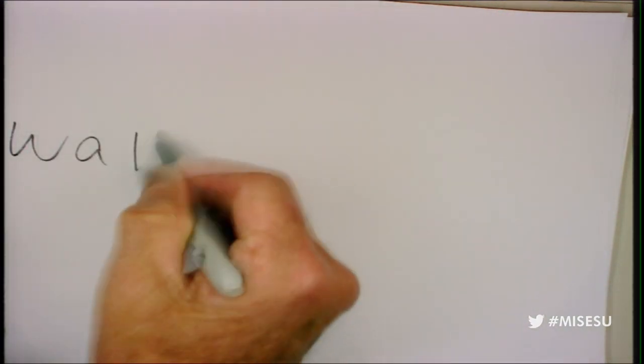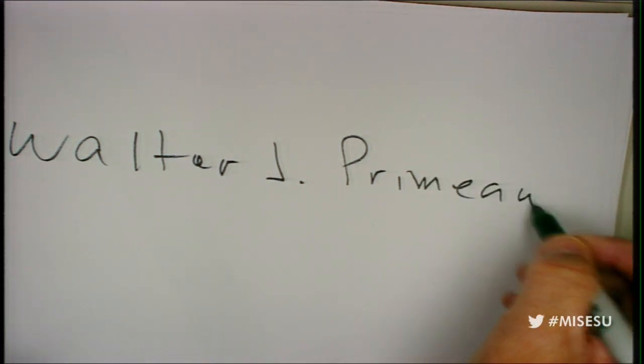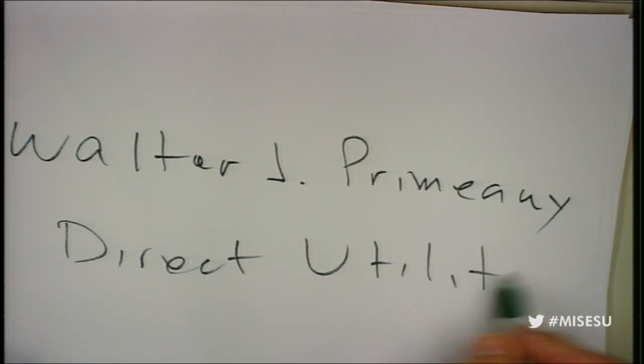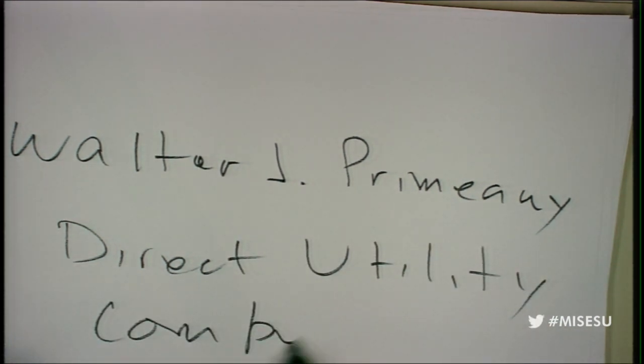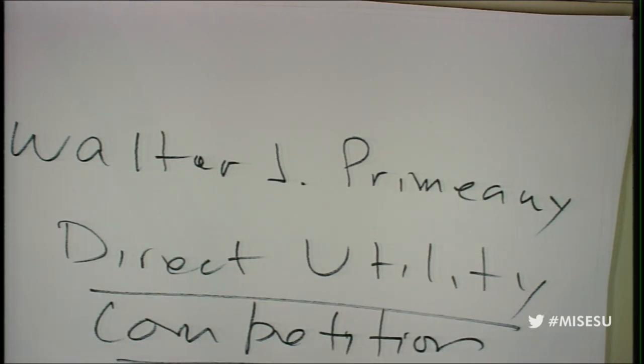There's one economist who would be very friendly to the Austrians. He would fit in at the Austrian Scholars Conference, now known as the Austrian Economic Research Conference. His name is Walter J. Primeaux. If anybody's interested in this area of research, look at his name. His book is entitled Direct Utility Competition.